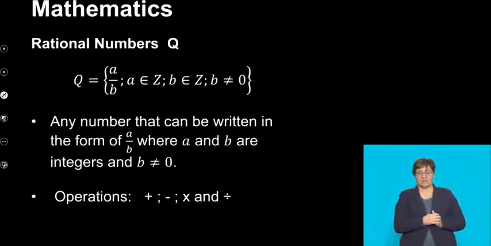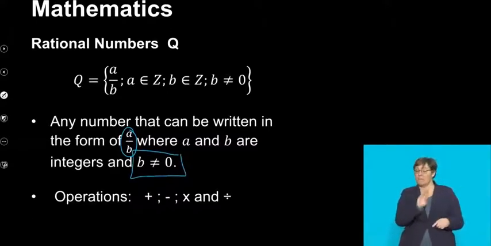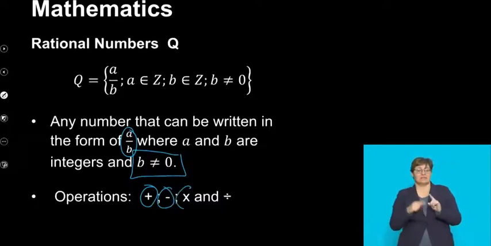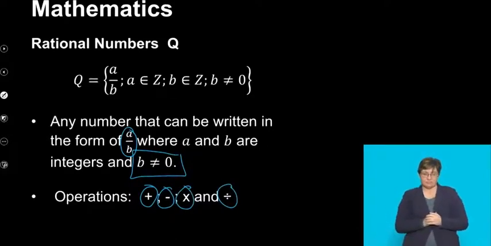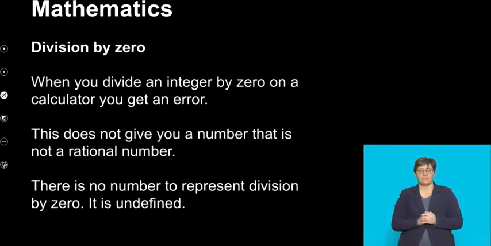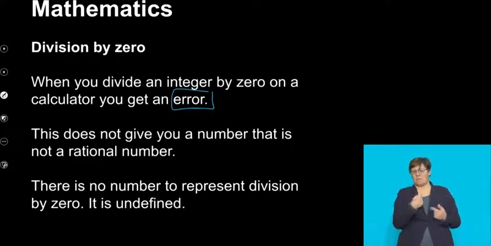So remember, rational numbers are any numbers that can be written in the form of a over b, where a and b are integers, but provided that b is definitely not equal to 0. And then the operations that we have are plus, minus, times, and divide, right? So what we said is, if I divide by 0, you need to look at what number you choose. I chose 9, and when I divided by 0, I got what we call an error on our calculator.